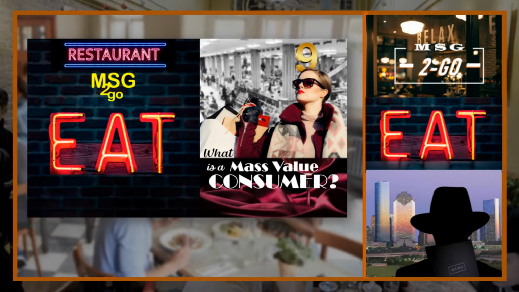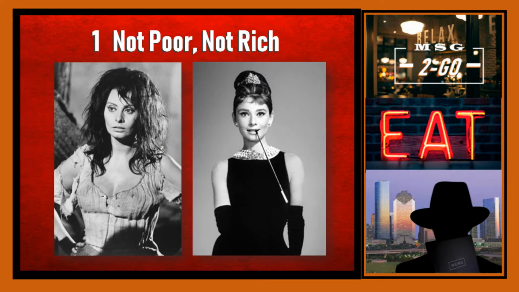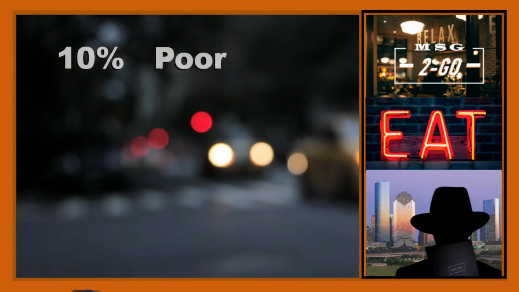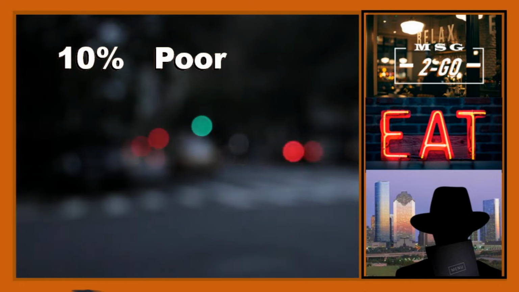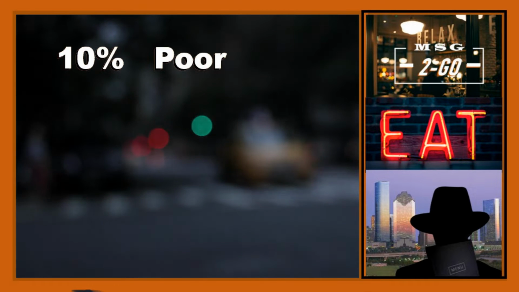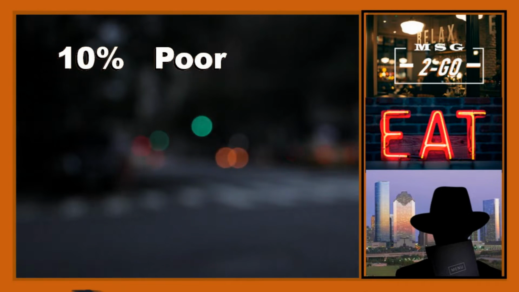So let me present to you the 7 attributes of mass value consumers. Let's go. Number 1, mass value consumers are not poor and they are not rich or wealthy. From what I read, the consumer economic dividing line goes pretty much like this. 10% are poor, which means it doesn't matter how much stuff costs, this is all they can afford and this is all they're going to buy. Period, end of story. They are price shoppers in the purest sense of the words. The budget does not allow them to go any further than that.